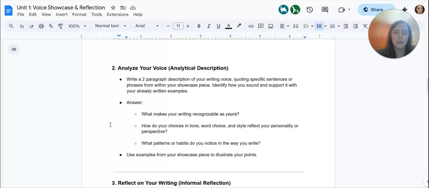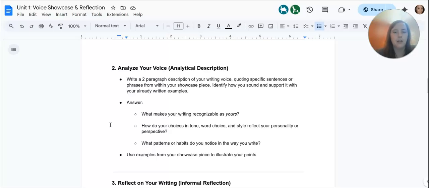Something else you can cover in this section is how do your choices in tone, word choice, basically diction, and style reflect your personality or perspective. You'll see in the example how I work to answer that, and that might spark some ideas for you as well. And what patterns or habits do you notice in the way you write?